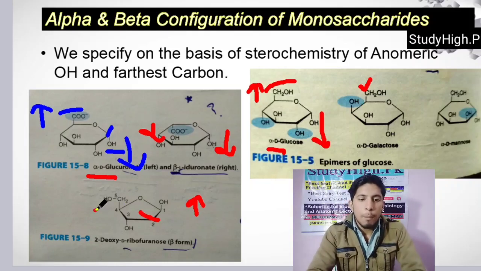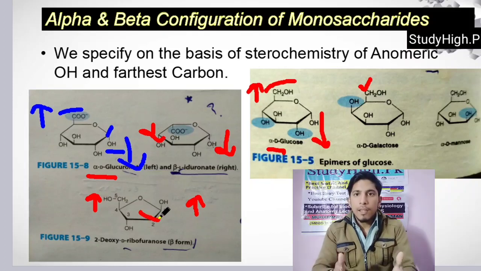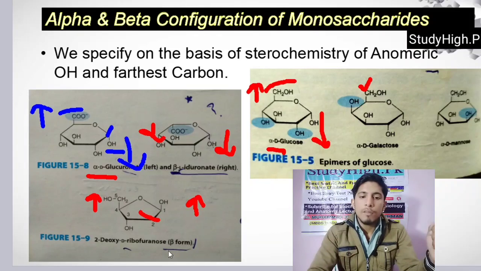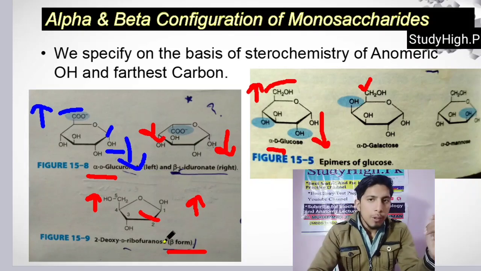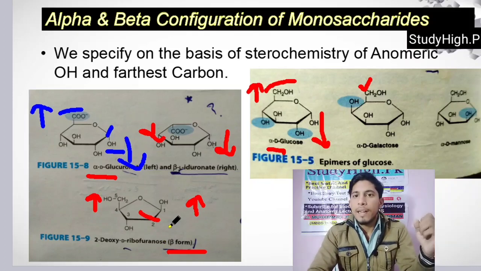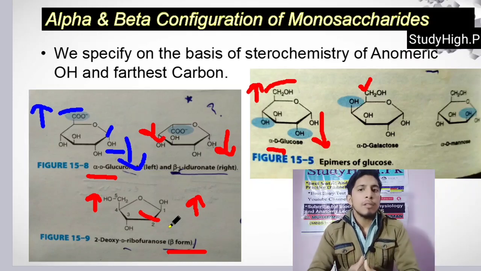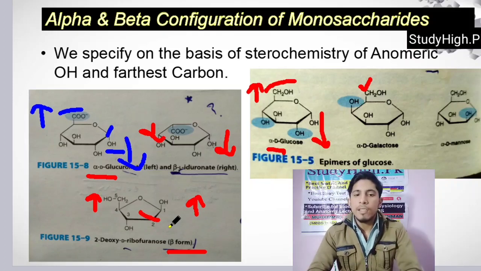This is projected upward. So both are projected upward, so both are in cis form. That's why we can say that this is the beta form of monosaccharide. So this is the basic concept. This is the stereochemistry of the hydroxyl group connected to carbon 1 and the carbon that is furthest away. Their correlative stereochemistry, or geometrical isomerism, determines whether a monosaccharide is in alpha form or in beta form.